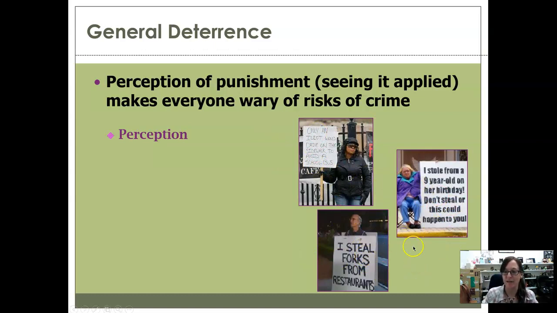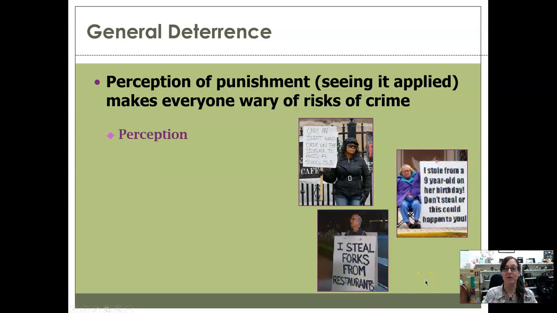So these are some examples of using general deterrence as a way to prevent crime. This is also using a shaming technique. All these people had to stand out here with a sign. This one says, only an idiot would drive on the sidewalk to avoid a school bus. I'd agree with that statement. But that means that's what she did, and so she has to stand out here and basically tell the world what she did. This one says, I stole from a 9-year-old on her birthday. Don't steal here. This could happen to you. And I steal forks from restaurants.